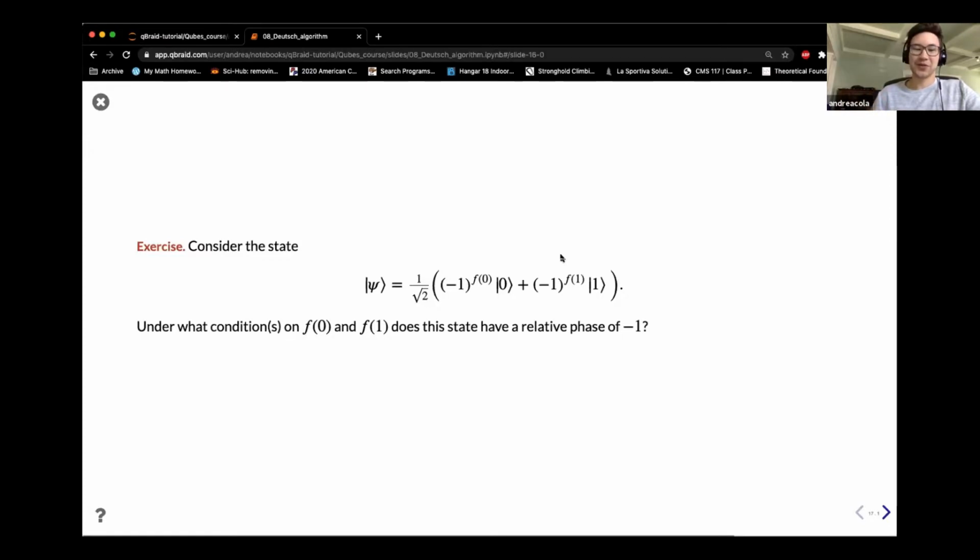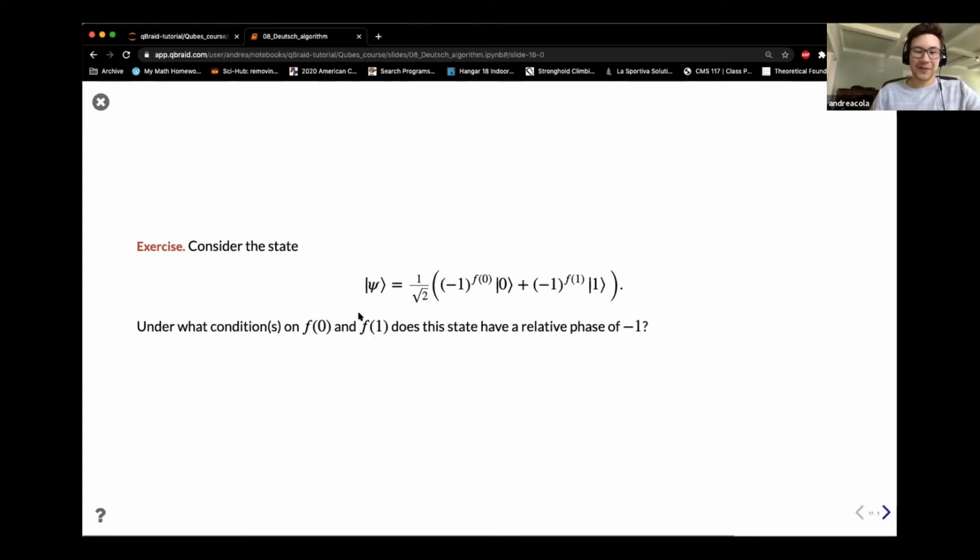So a factor of -1 between the amplitudes of ket 0 and ket 1. And so as Anjali was suggesting, if f of 0 is equal to... Sometimes it's hard to understand. So here we don't know anything about f yet.